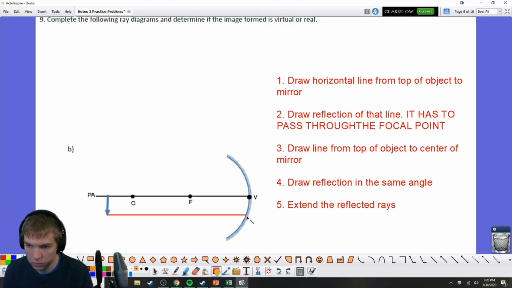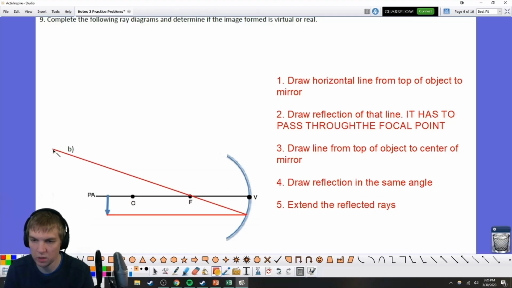Has to pass through the focal point. So it's going to go something like that, right? And now I'm going to draw the second line going from the top of the object to the center of the mirror.